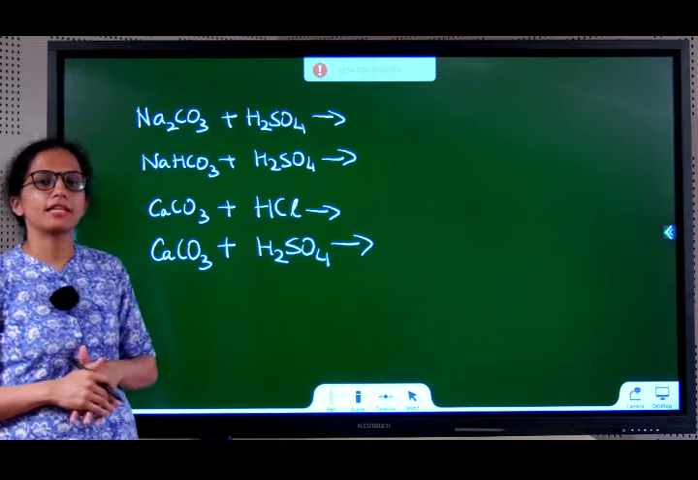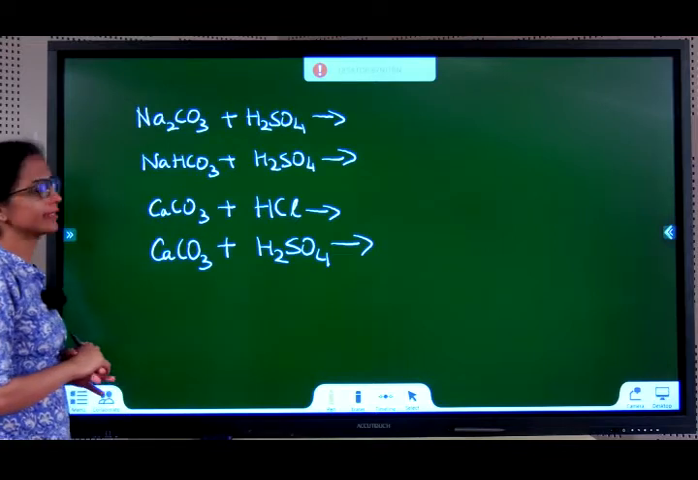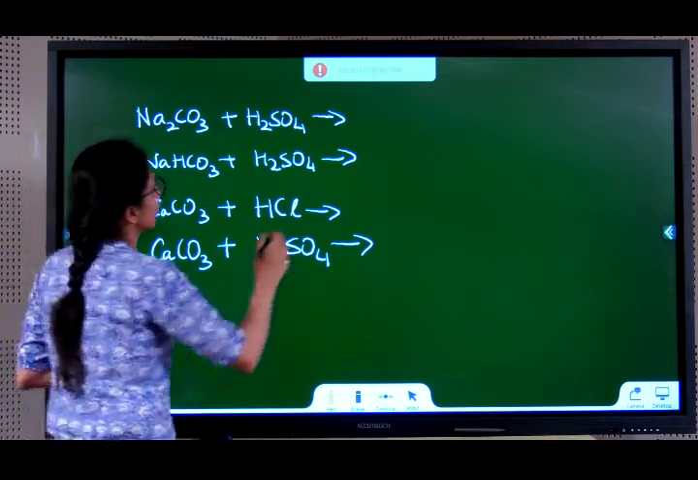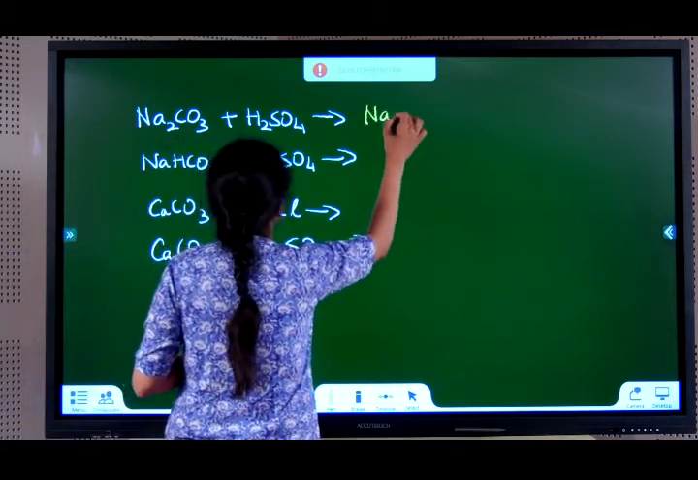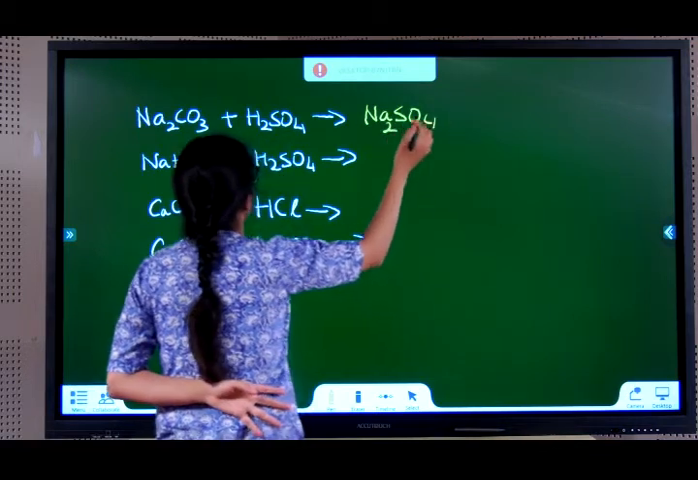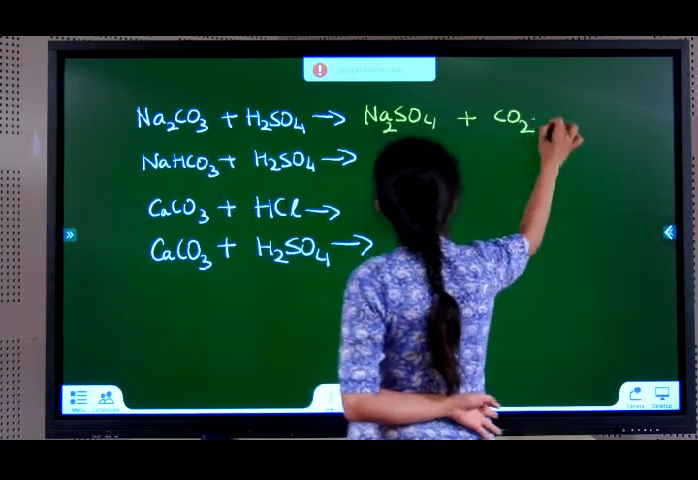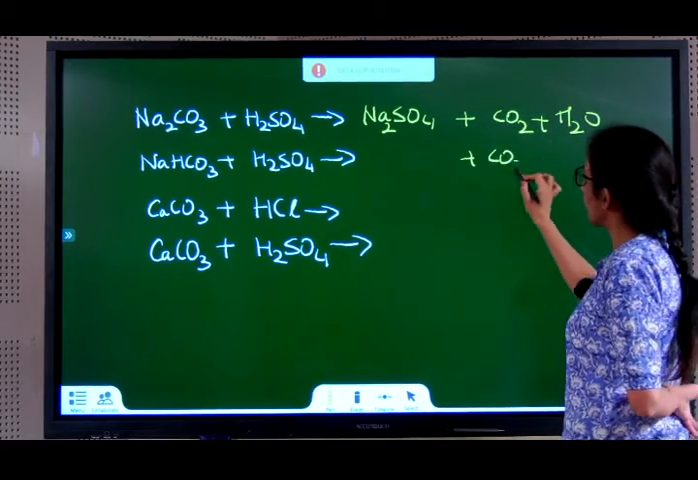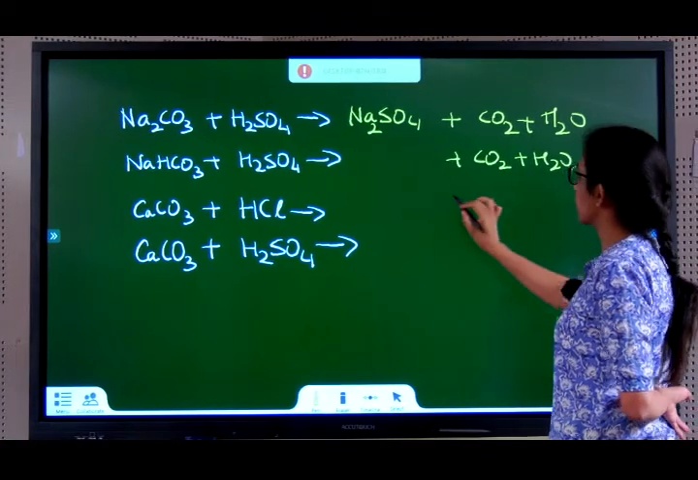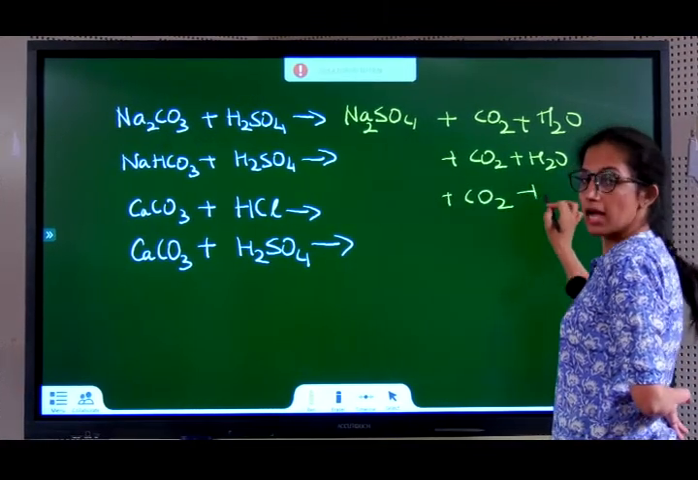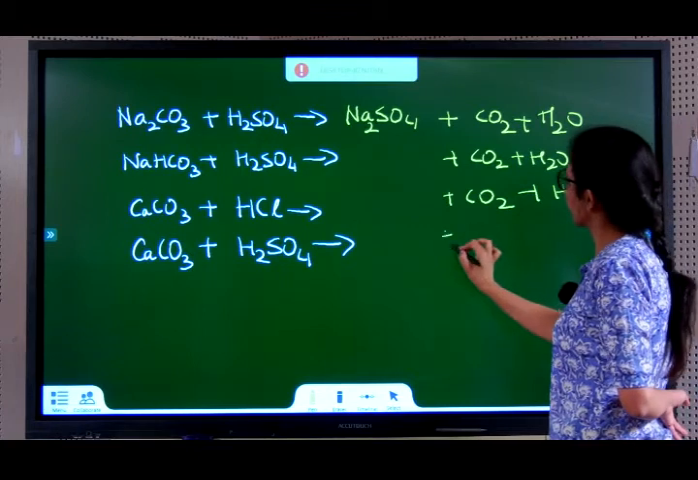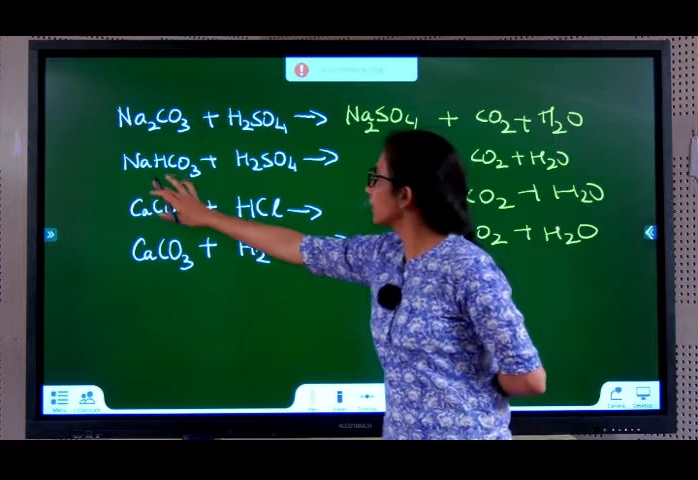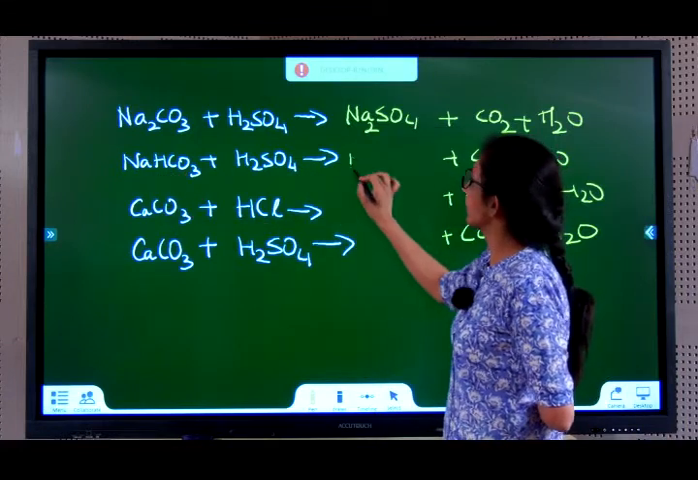Few more reactions of the same type, carbonates and hydrogen carbonates reacting with acids. Sodium carbonate reacts with dilute sulfuric acid to give us what? Sodium sulfate, along with that CO2 and water. CO2 and water is fixed for everything. The only point here is how do I get the salt? Sodium sulfate again.